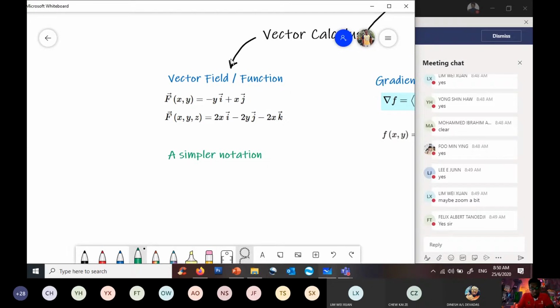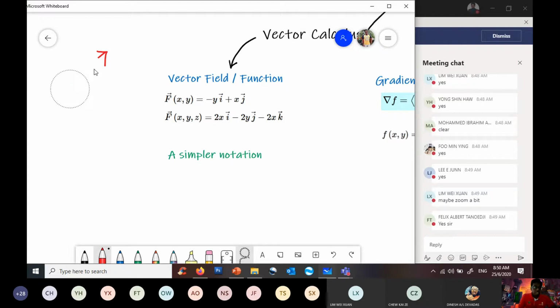First things first, vector field or vector function is the same thing, so don't get confused. Although it says field, in reality it's just a function of a vector. Now, if you still remember, a vector is anything that has direction and magnitude. Not only do you have magnitude, saying that this is 6, but you also have the direction: it is 6 going in this way. So that is a vector.